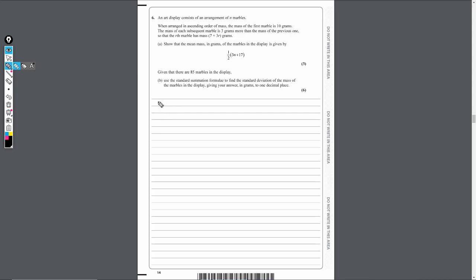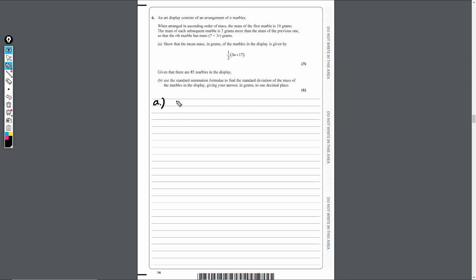So part A. So what have we actually got here? We've got this art display that consists of an arrangement of n marbles, and it's telling us that when they're arranged in ascending order of mass, the mass of the first marble is 10 grams, and then the mass of each subsequent marble is 3 grams more than the mass of the previous one. So our nth term basically is 7 plus 3r grams. Okay, so what we want is that the mean mass in grams of the marble, and we can actually show that it's equal to a half (3n plus 17).